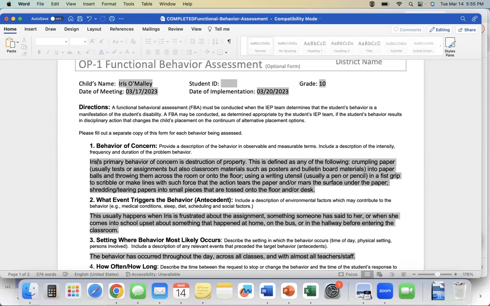Triggering the event. This is something that usually happens when she's frustrated about an assignment. Maybe she's upset about something someone has said to her, or when she comes into school already upset about something that has happened at home, on the bus, or even in the hallway before entering the classroom.